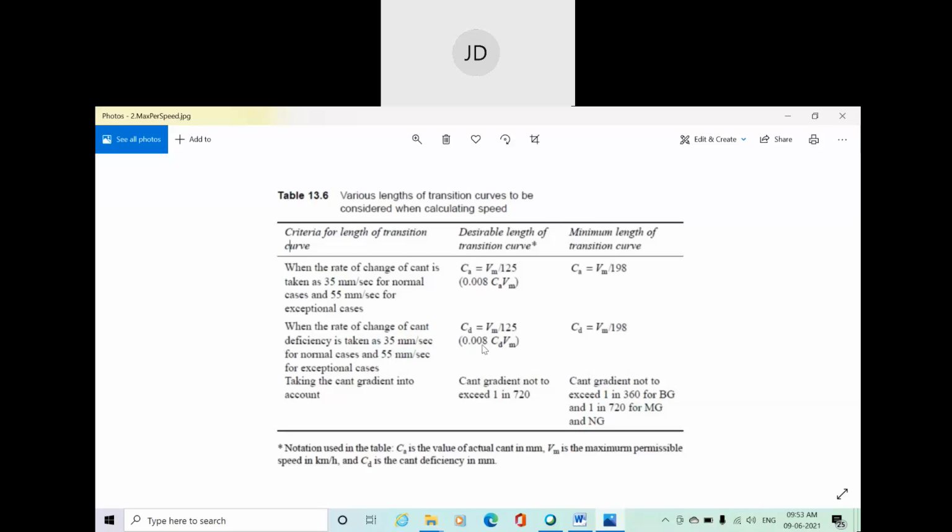Then we have used this formula for length of transition curve. This is the desirable length and this is the minimum length. This is just for your information, you can know this particular thing. This is the relation, and this Cd can be determined by this equation. Even in this equation, Ca can be determined by this equation. Simple as that.